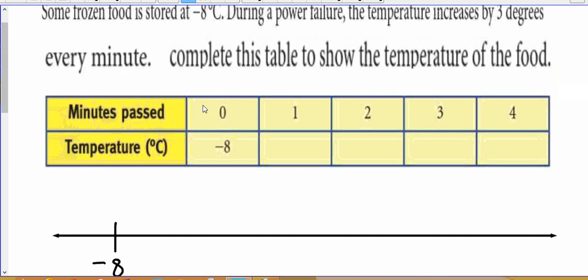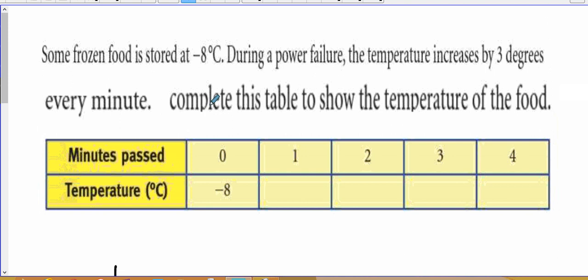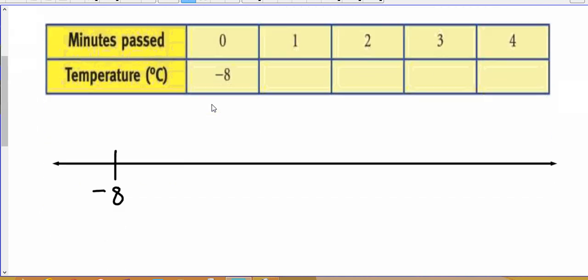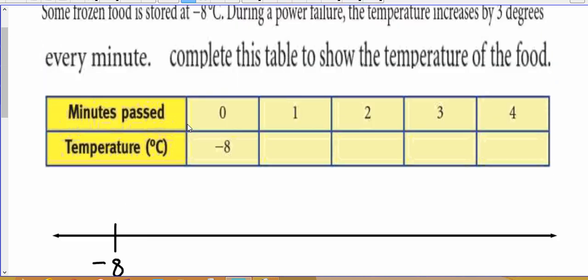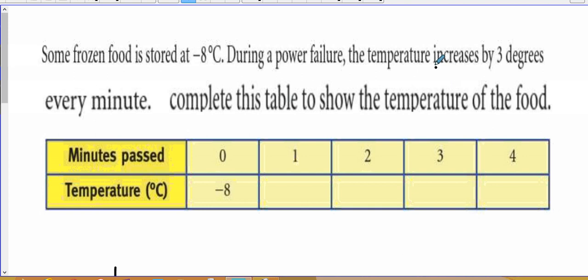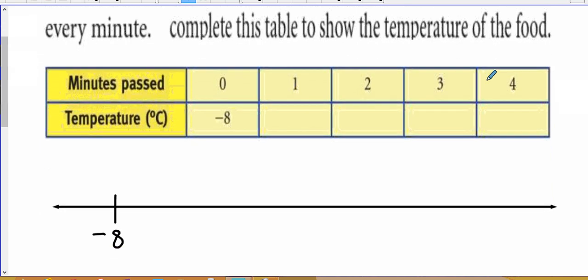Now, the question says during a power failure, the temperature increases by 3 degrees. Okay. So if it increases, that means we'll be moving to the right-hand side. But if the temperature was decreasing, we would be moving in the negative direction, or to the left-hand side. So since the temperature is increasing, then we'll be heading to the right-hand side. Okay, now the temperature is increasing by how much? The temperature is increasing by 3 degrees centigrade.